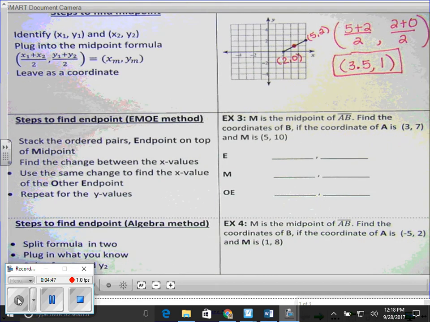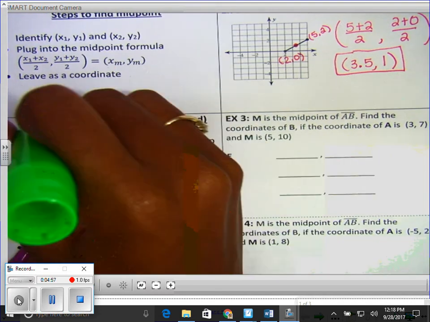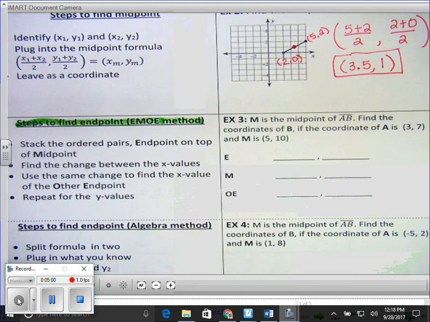All right, so the next thing we're going to talk about is how to find the endpoint using what we're going to call the EMO method. Just made this up, so just go with me. So the EMO method, from here, I'm going to give you one endpoint, I'm going to give you the midpoint, and then you need to find the other endpoint, okay?